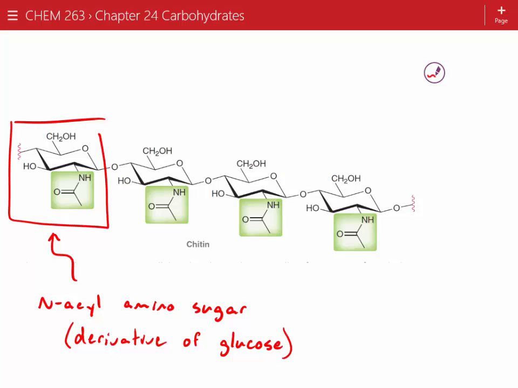So again, we can't digest chitin very well. It's not a great food source. But the interesting thing is they actually are talking about harvesting insects for food. Does anybody know why? Great source of protein. Yeah, exactly.